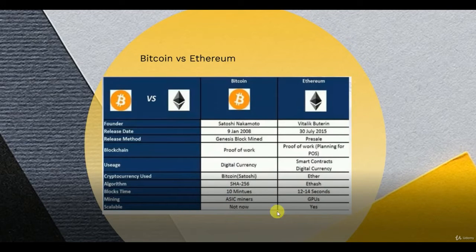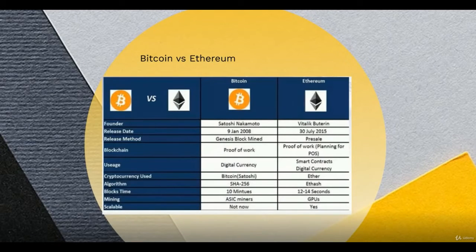And on scalability, Bitcoin is not scalable, but Ethereum is scalable. Yes, you can extend your Ethereum according to your application preference or whatever you want to develop. You can extend your Ethereum part. It's very, very scalable, I can say. So these are the major or minor differences, because some points are major and some points are minor. So this is the basic difference between your Bitcoin as well as your Ethereum.